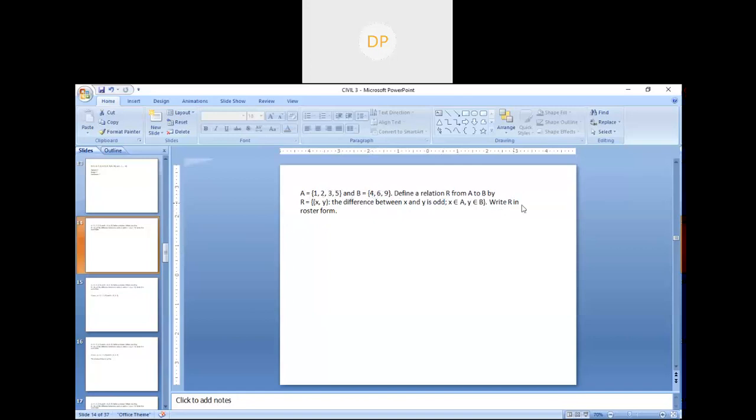So write R in the roster form. Roster form means you have to write the elements of this particular relation R. So how to solve this problem? Given A is equal to {1, 2, 3, 5}, and set B is equal to {4, 6, 9}. So next, the relation R from set A to set B by this definition, that the difference between x and y is odd.